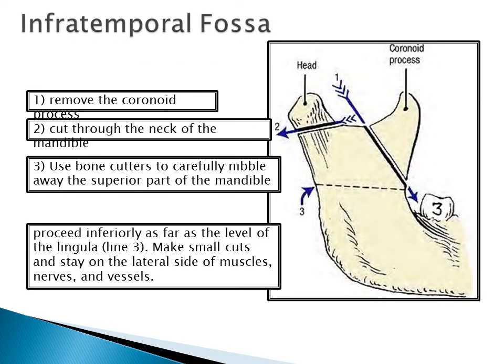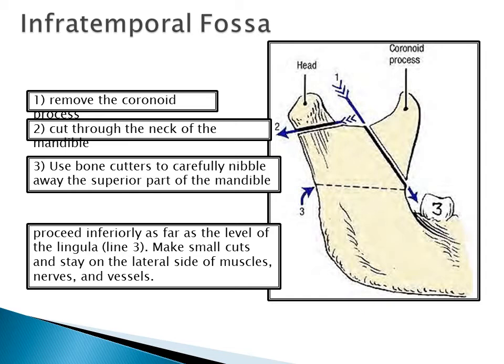Next, you should remove the coronoid process and reflect the temporalis muscle together with the coronoid process attached. Then you should cut through the neck of the mandible, and then you should use bone cutters to carefully nibble away the superior surface of the mandible.